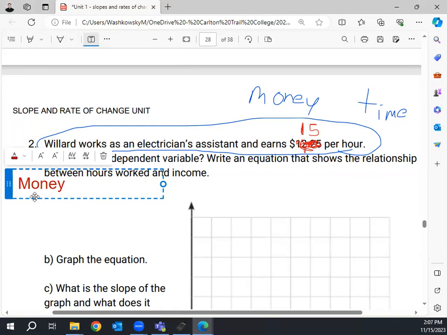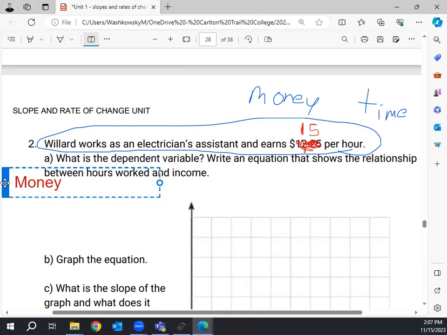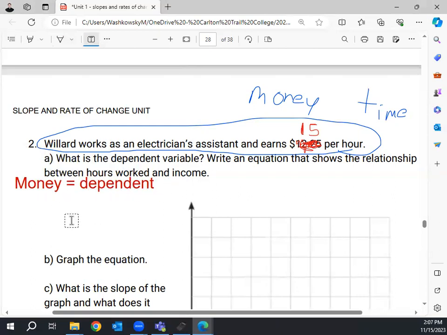So first off, what's the dependent variable? Money. I'm going to put money equals dependent, actually, just to clarify that one. So the question A is asking us two things. First off, what's the dependent variable? It's money. How much money I make depends on how much time I work. It depends on my salary, right?